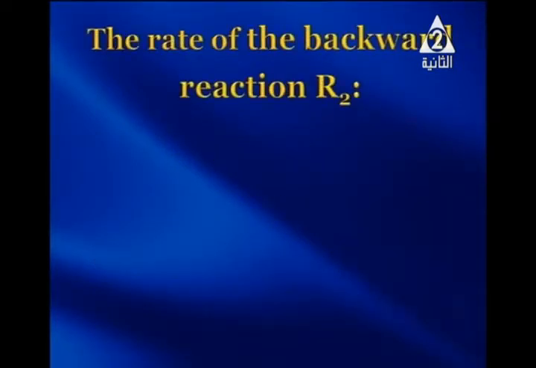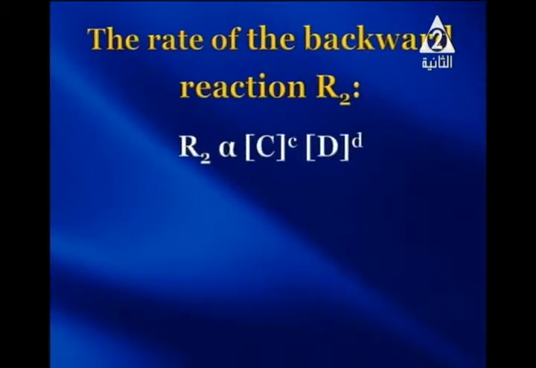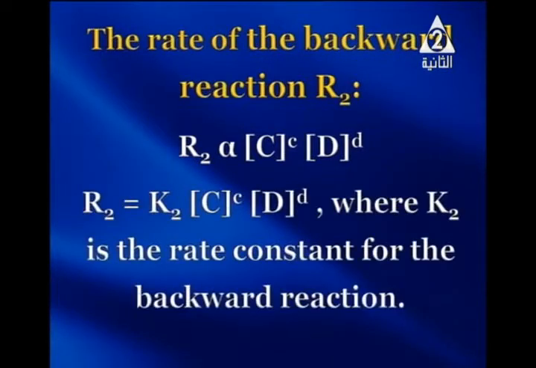The rate of the backward reaction R2 is directly proportional to the product of the multiplication of the concentrations of the two substances C and D, each raised to the power of the number of moles in the balanced chemical equation. So, R2 equals K2 times the concentration of C and D, each raised to the power of the number of moles in the balanced chemical equation. Here, K2 expresses the rate constant for the backward direction.